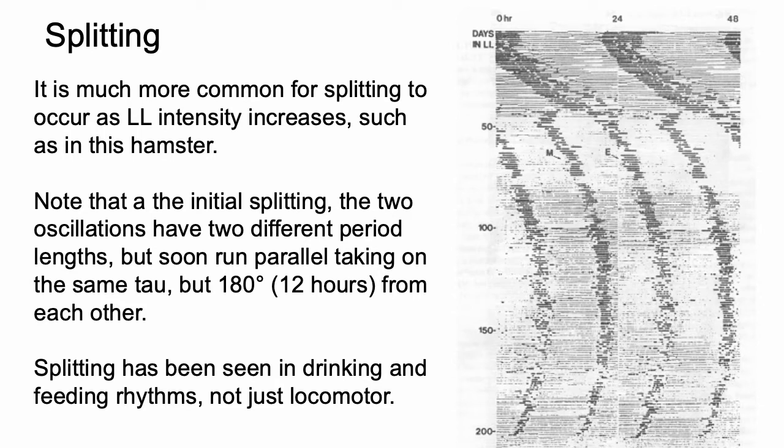So right when it splits, which is right around day 45 or so, you'll see that the one rhythm kind of parallels the same kind of delay, the greater than 24 tau free run, but the other one kind of goes off to the left and shows a tau that's shorter than 24 hours, right? But quickly starts to revert back and slants to the right and parallels the other one, and they are about 180 degrees from each other, or 12 hours from each other. And this type of splitting has been seen in not just locomotor activity, which we have here, but also in drinking rhythms and feeding rhythms, right? So we see a double oscillation in these behaviors as well.